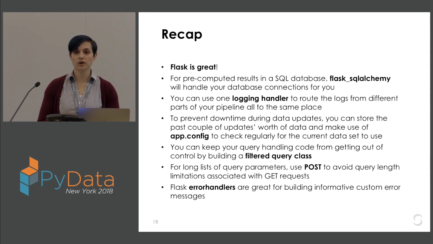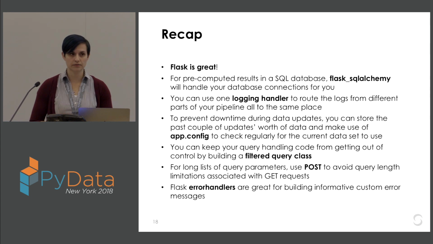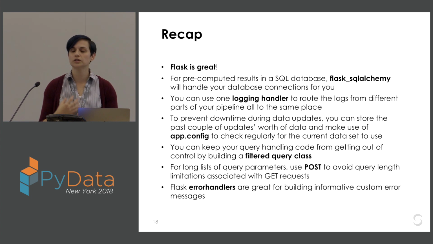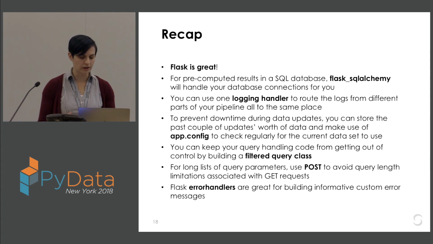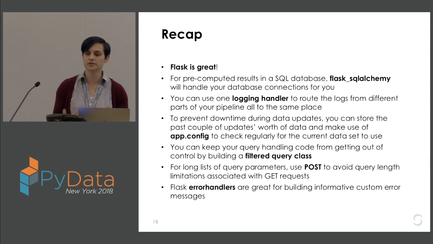I would suggest using one logging handler, or at least thinking very carefully about where exactly your logs are going, to make sure that in both your development environment and your production environment you're really seeing everything that's going on. You need to prevent downtime whenever you're updating your data. So I encourage you to make use of the app.config in Flask to store information about what data set you can use, and in creating redundant data sets.